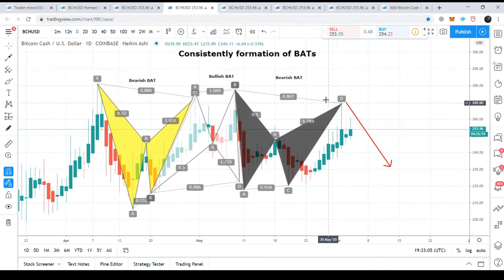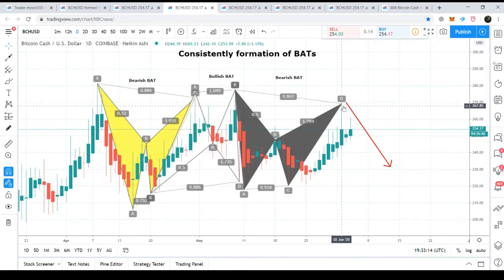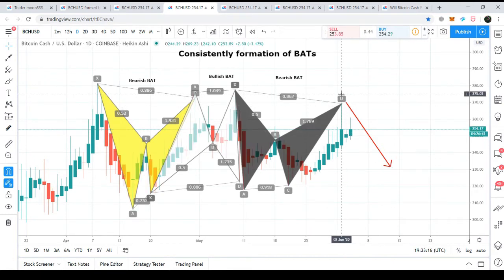So here we have a complete bearish bat formation or pattern, and from here the price action can drop another time. However, that drop can be a correction rally, and after that the price action can again turn bullish, like it turned here. After it dropped, it turned bullish from here.